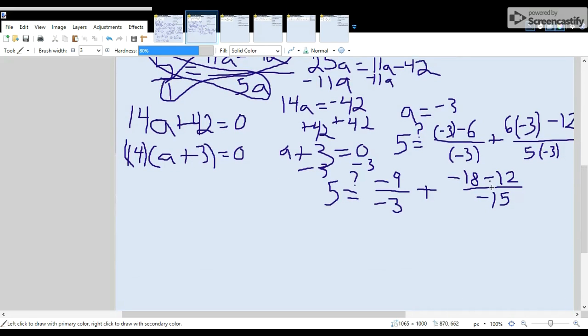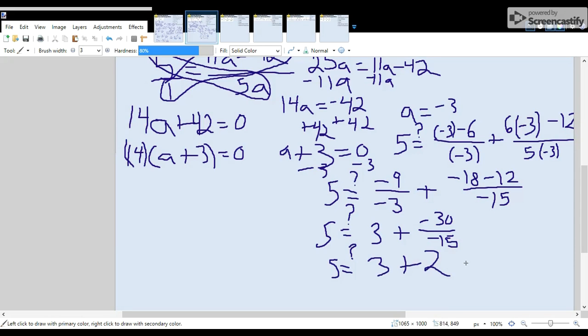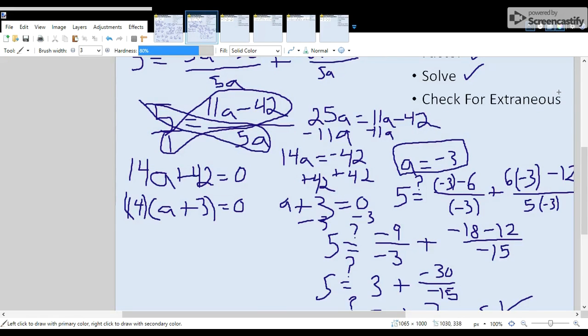Okay, if you combine like terms, we have is 5 equal to 3 plus -30 over -15. And -30 divided by -15 is a positive 2. So now we have is 5 equal to 3 plus 2. 3 plus 2 is 5. So yes, that works. That is a real solution. So our only solution is a equals -3. So now we're done with step 7. And we can go on to the next example.